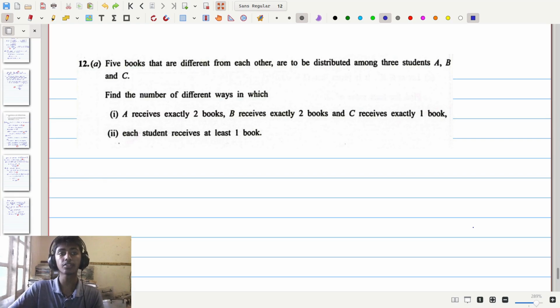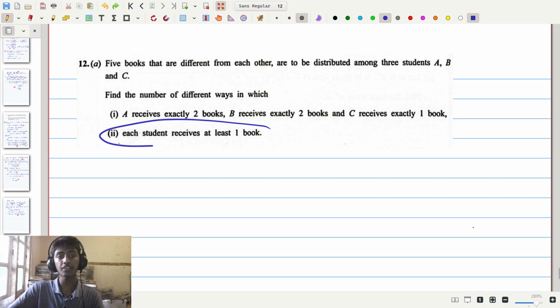Part A says 5 books that are different from each other are to be distributed amongst 3 students A, B and C. Then it asks us to find the number of different ways in which, first off, A receives exactly 2 books, B receives exactly 2 books and C receives exactly 1 book. It then asks us to find the number of different ways in which each student receives at least 1 book.